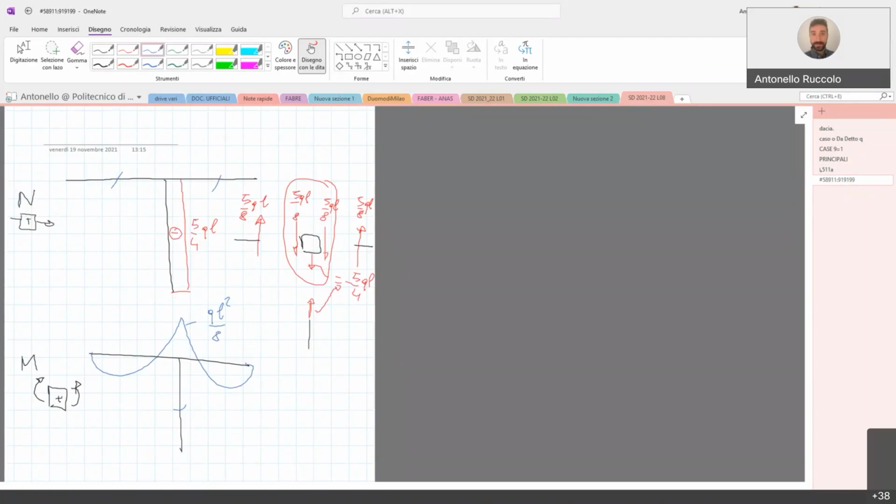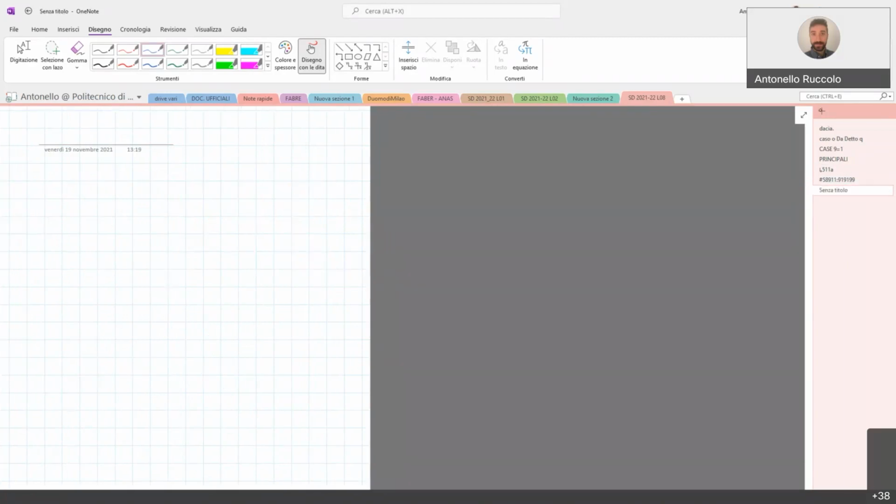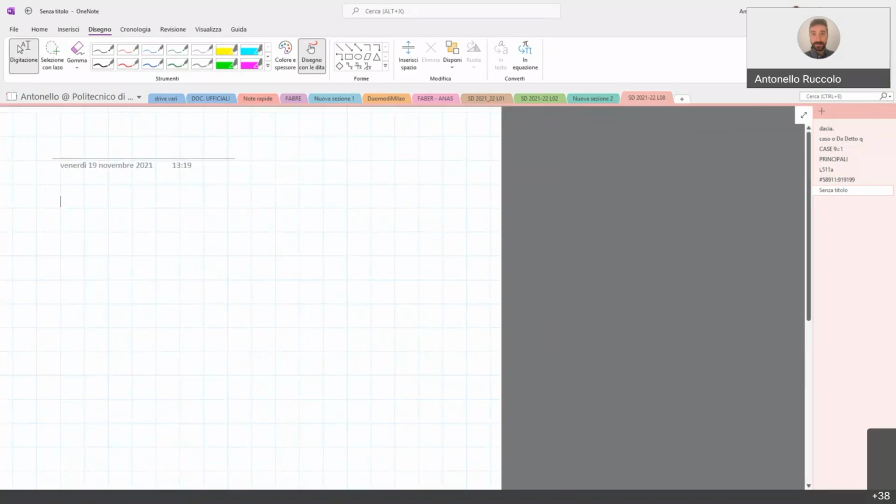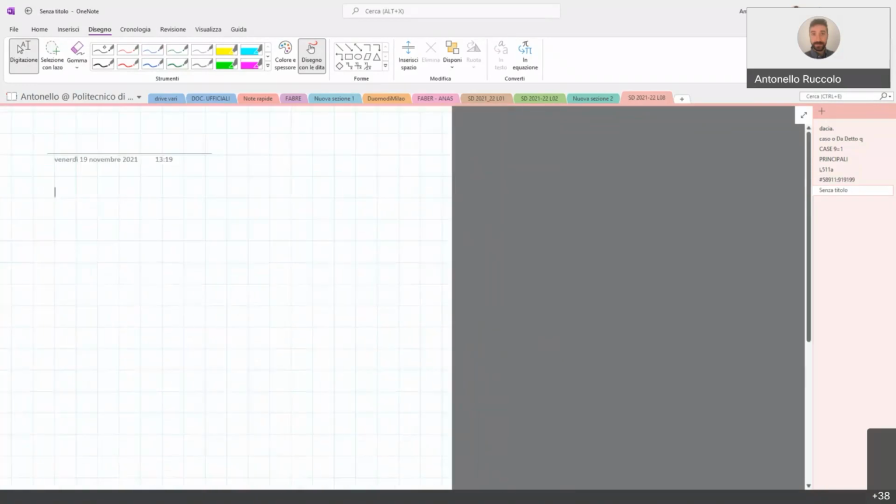Now, if everything is clear with this exercise, we can go on and start a new one. If there are any doubts, this is the moment. I'm starting drawing the new one. This is more complex.